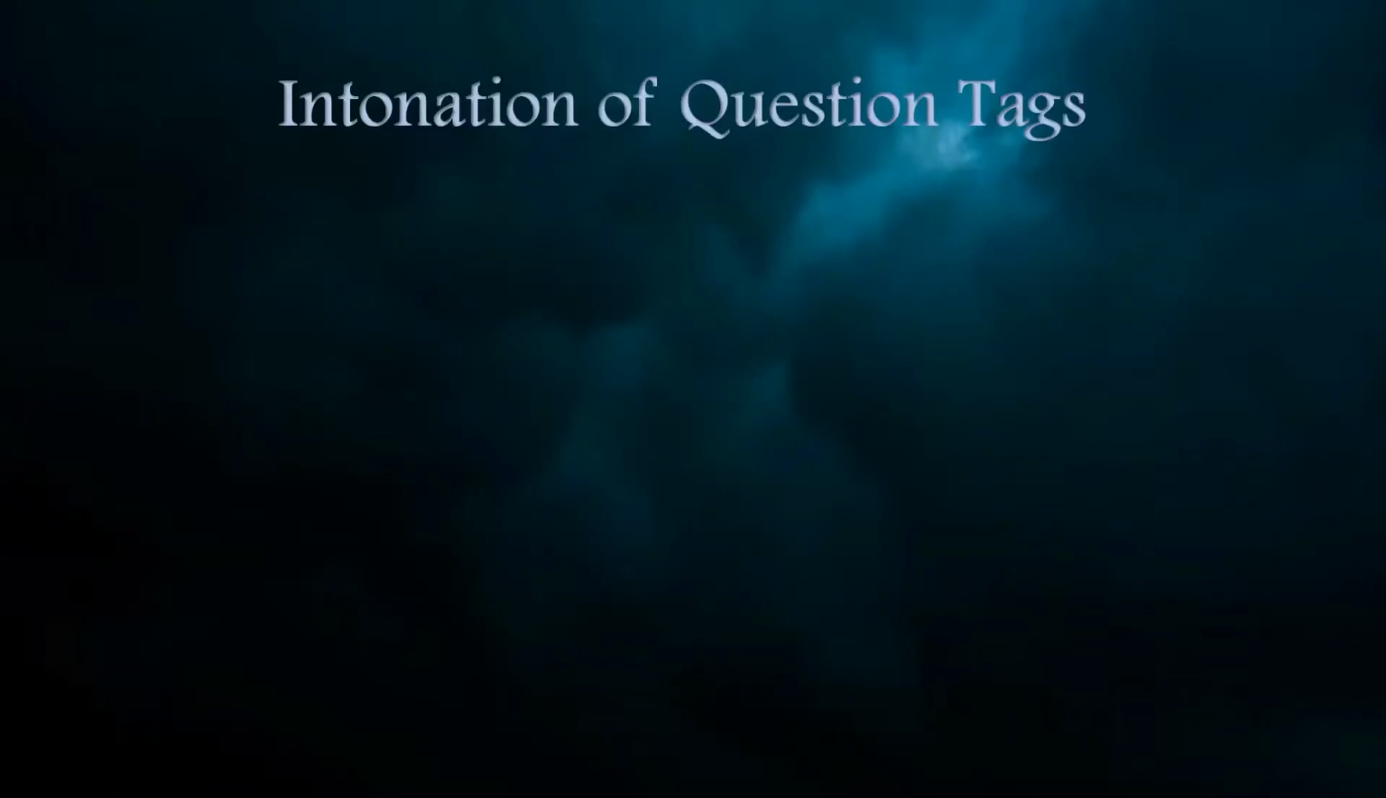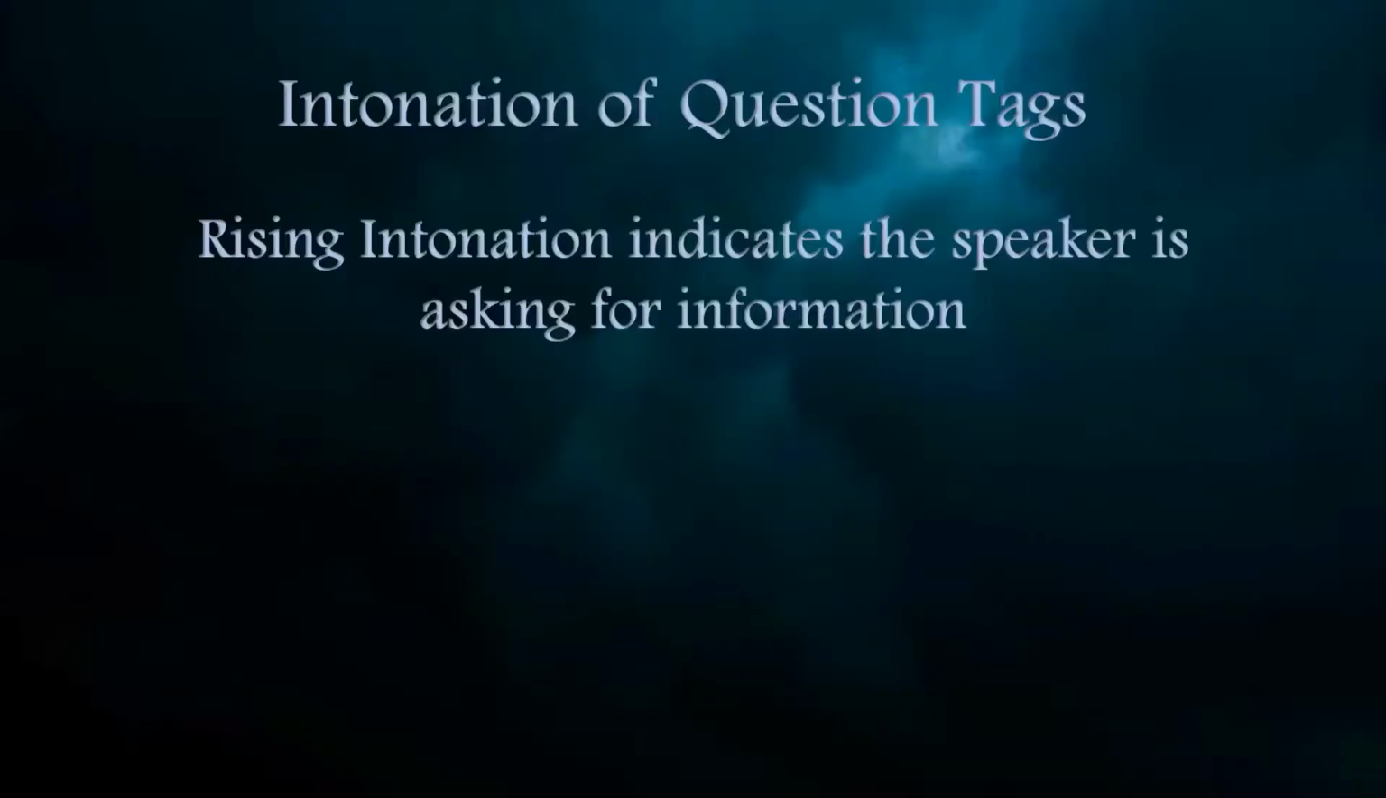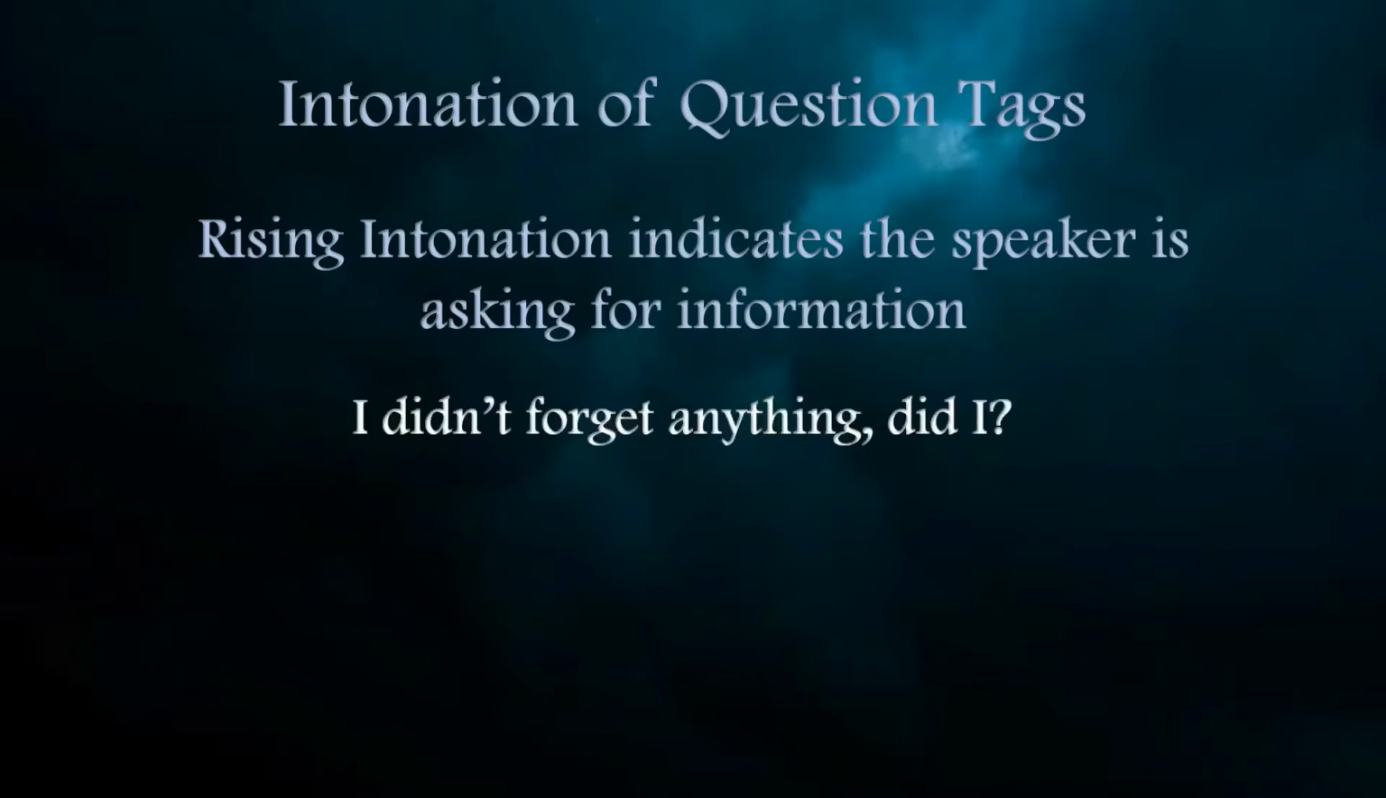Now let us look at the intonation of question tags. Question tags can either have a rising intonation or a falling intonation. We use rising intonation when we think we know the answer, but we are not sure. Listen to this example. I didn't forget anything, did I? The rising intonation on did I indicates that the speaker is not sure if he has forgotten anything or not.